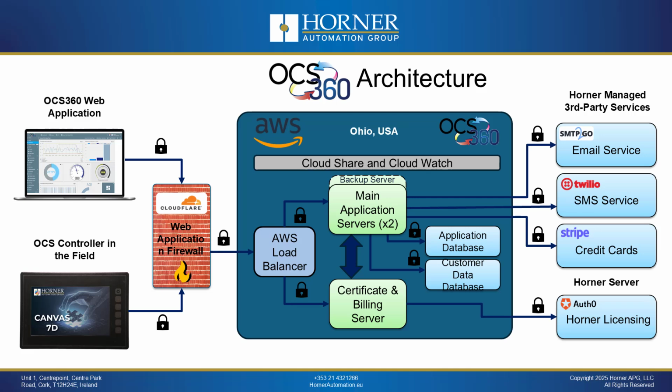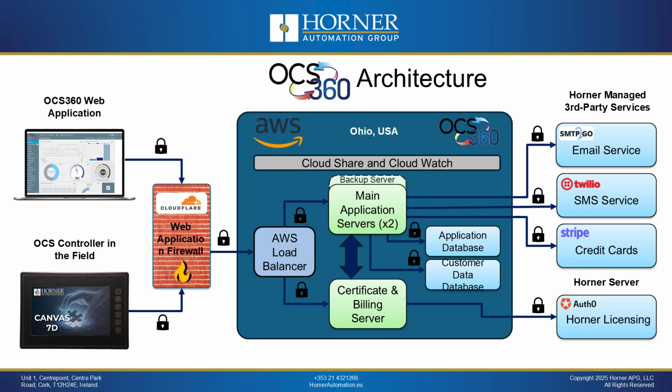What about the data itself that the OCSs in the field push to OCS360? They are also received by the main application servers, and then they are stored away in a different database, a customer database. And we will cover that in more detail here in a little bit. Also happening within the blue box here in the center is a certificate and billing server. So that is a separate application, a separate server which handles all the security certificates. We also have an AWS load balancer, which we will talk about its functions here in a bit, and also at the top here you can see Cloud Share and Cloud Watch. What is that? Well, we will talk about that in a bit as well.